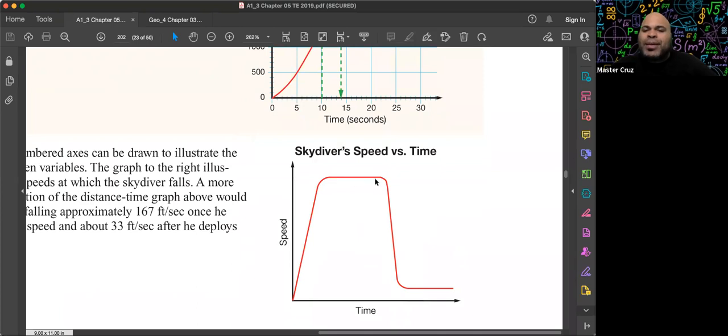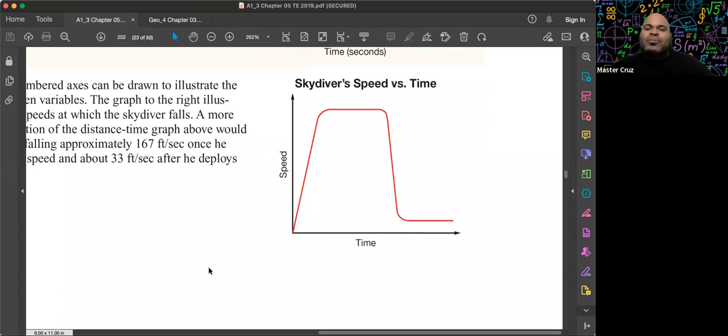Now over here, because he was falling at a steady pace, linear, completely linear, that means that he was moving, but he was not speeding up. He was going down at the same amount of speed. And then when the parachute opens in the last 10 seconds, there is a dramatic drop in the speed. And then he's still falling, but he's falling at a very, very slow rate. So that's what that means.